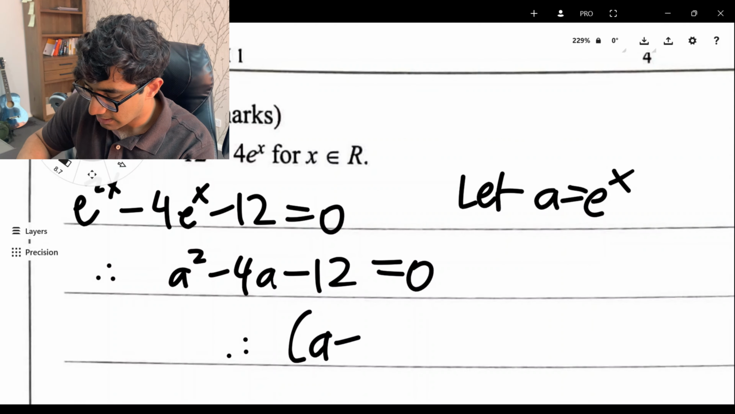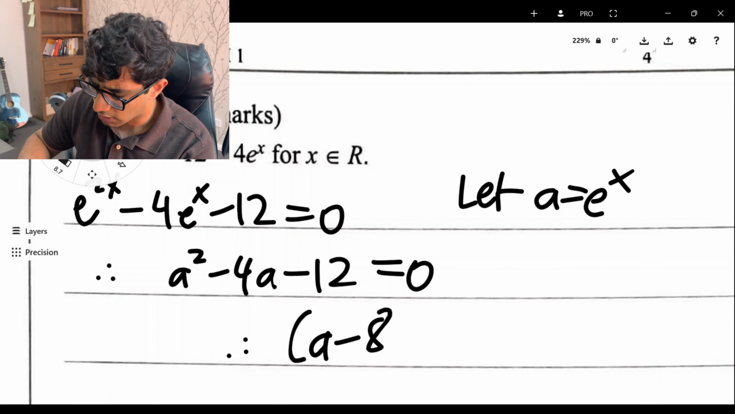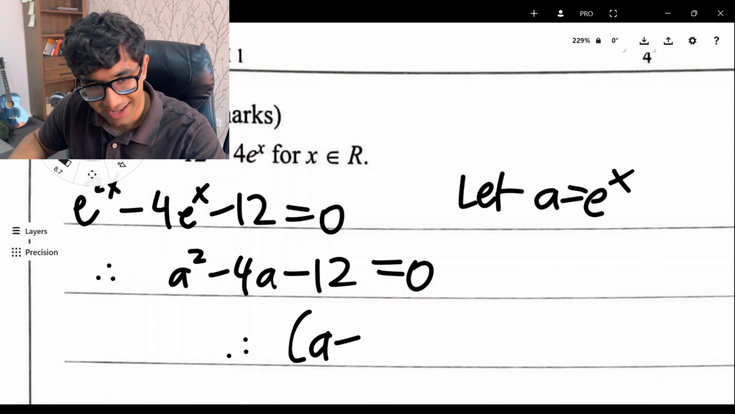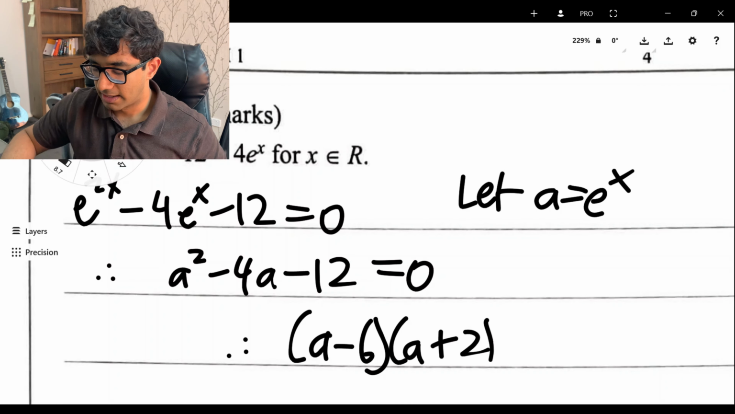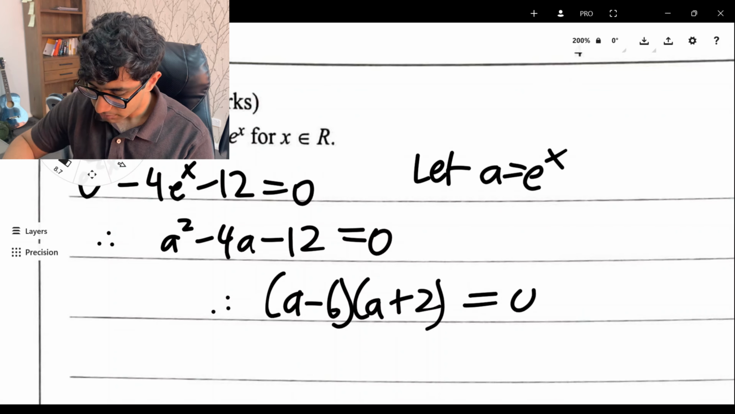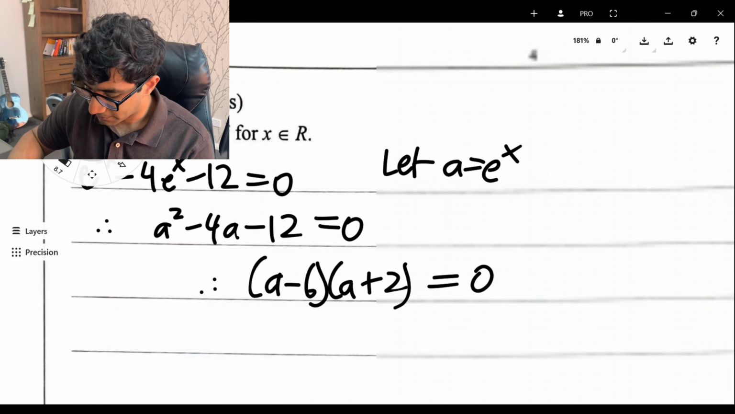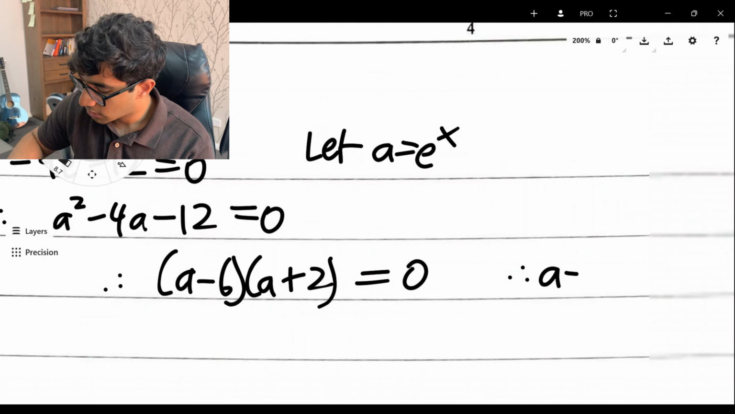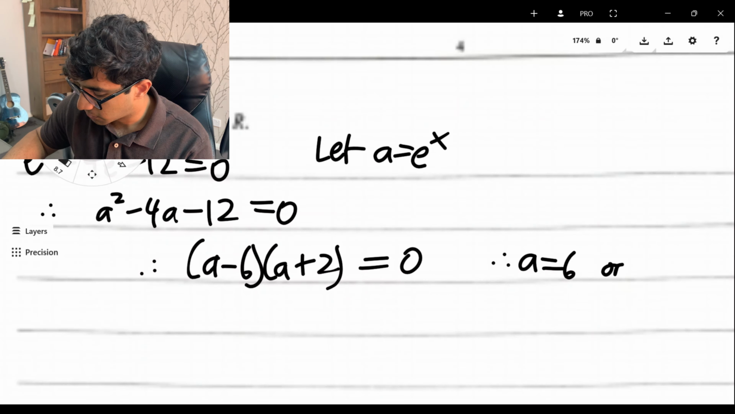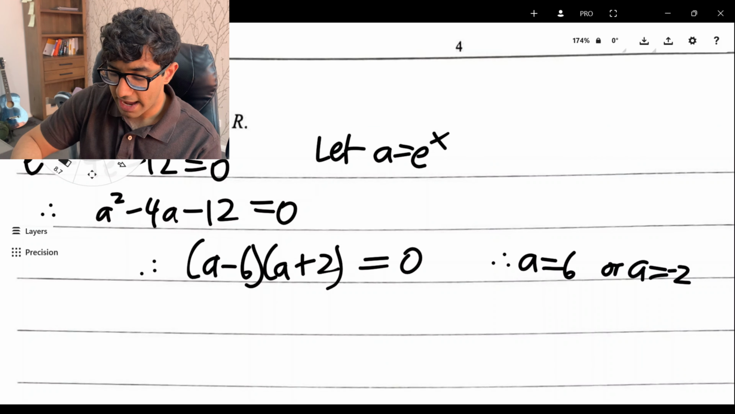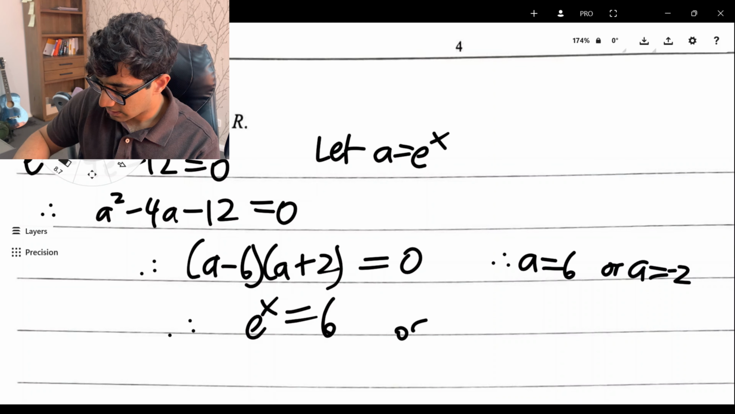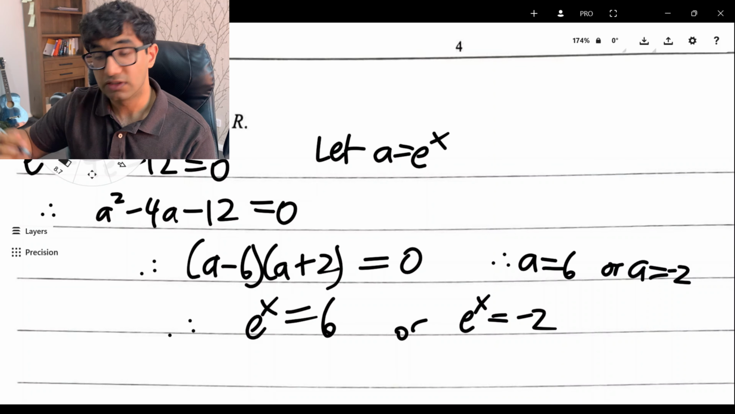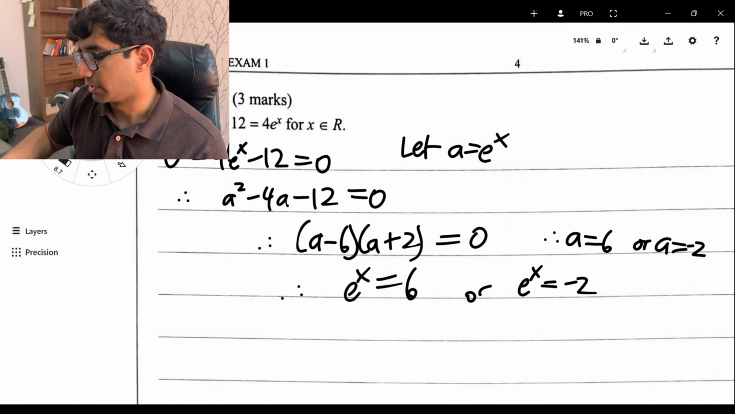So a minus 8, sorry, what am I doing? That's not right. A minus 6, a plus 2, there you go. A minus 6, a plus 2 would equal 0. And therefore a should equal 6, or a should equal minus 2. Now we sub e to the power of x back in. So e to the power of x can equal 6, or e to the power of x equaling negative 2. However, it's very important that we reject one of the equations here.